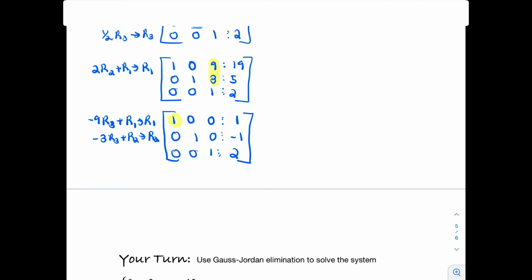Now what's great about reduced row echelon form, notice my first column is my x's, so this first row says x equals 1. My second row says y is equal to negative 1. And my third row says that z is equal to 2. So I've solved the system. My solution is 1, negative 1, 2.